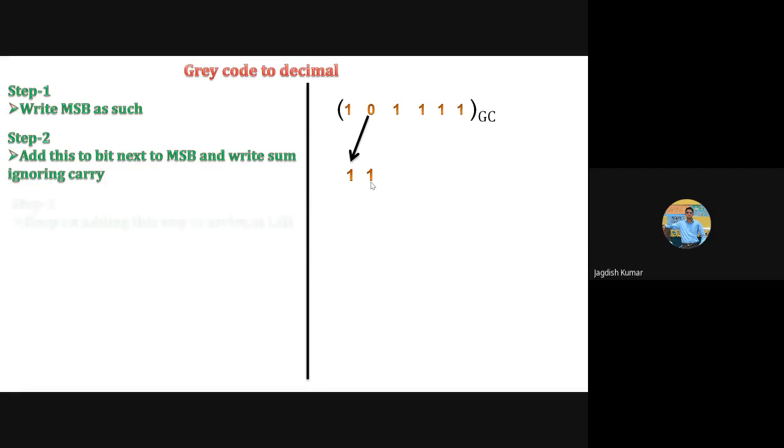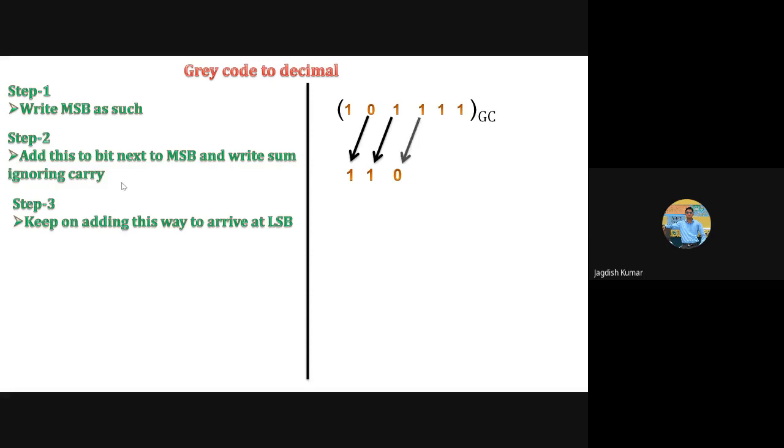Well, what to do next? The next step says keep on doing this until you arrive at the least significant bit. It means now you will be taking this bit and adding it to this one. And then whatever sum comes will be put here. So you know what to do. 1 plus 1 is 0. So that will be kept here. Carry we have already ignored. This is the instruction, right?